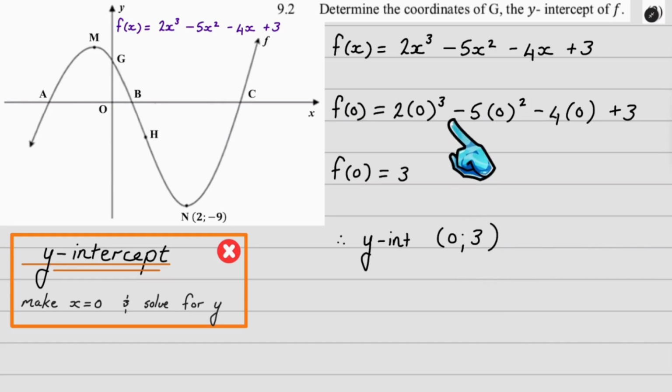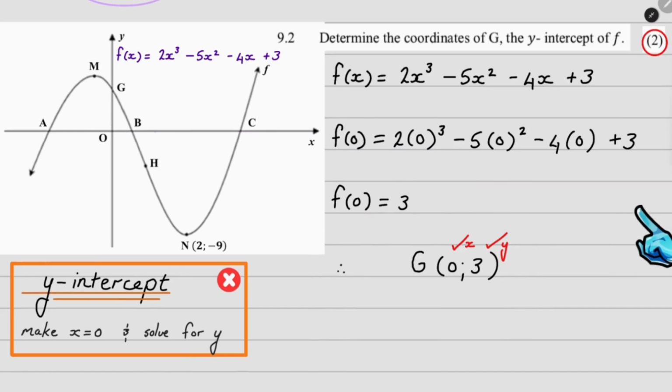Okay, and then just make sure to write it as a coordinate as the question instructed. So the y-intercept does have a name, it's named g, so I'll just get rid of this y-int and put a capital G in front of this coordinate. Okay, and your 2 marks only come from the x value and the y value of g. So you didn't even have to show working out, but it's good to know how we get there. So it's never a waste of time.